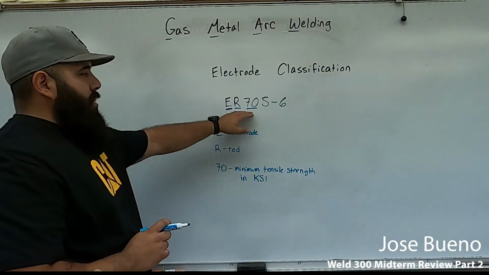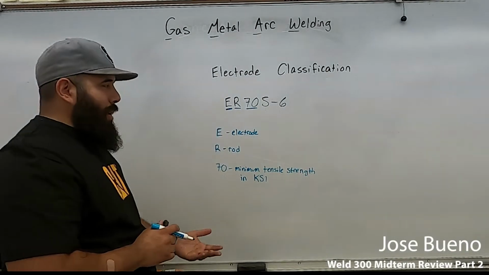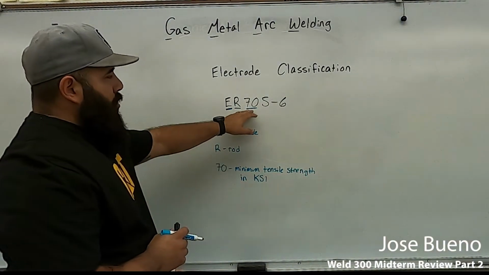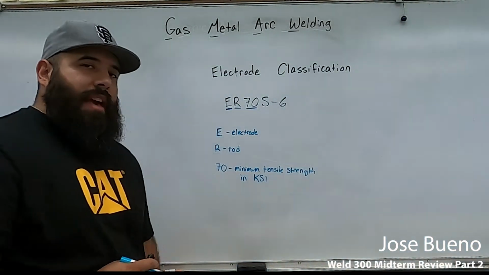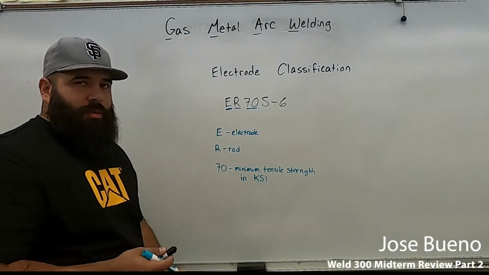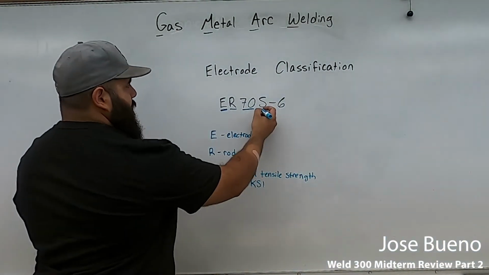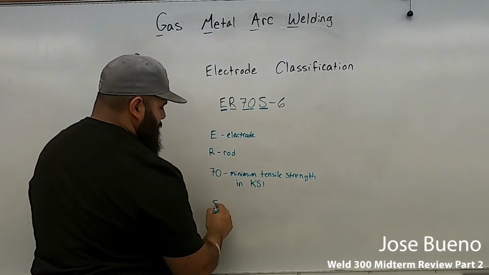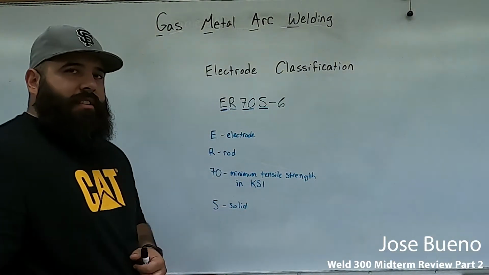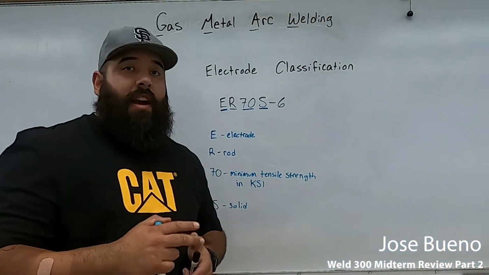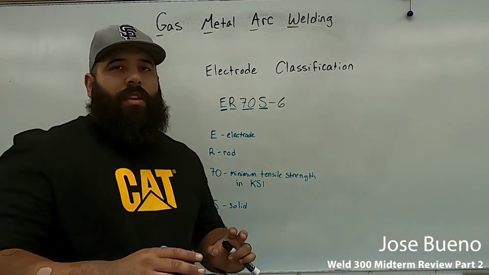So this electrode, if welded in an appropriate manner, the correct way, these welds will hold up to 70 KSI, or 70,000 PSI, or pounds per square inch. Okay, and then the letter S stands for solid. So this means if we were to take a pair of wire cutters and cut the wired electrode, you'll see that it's solid all the way through.